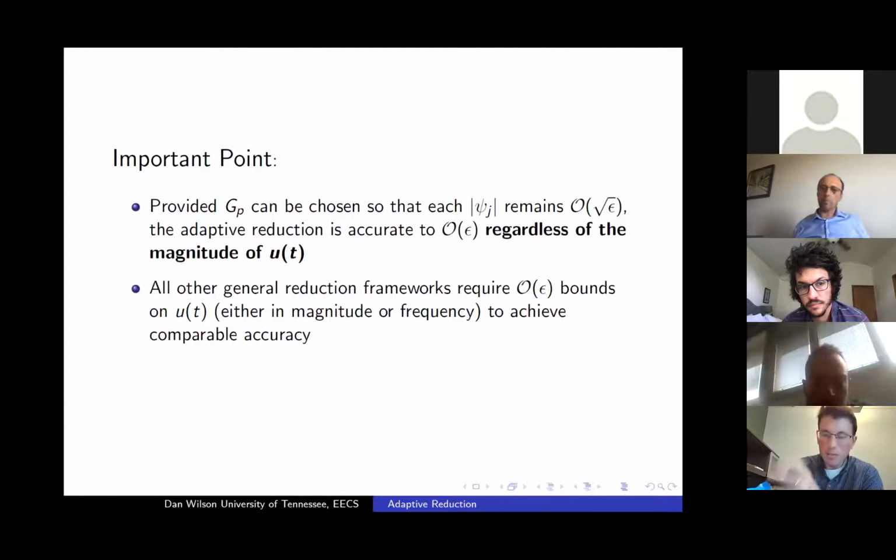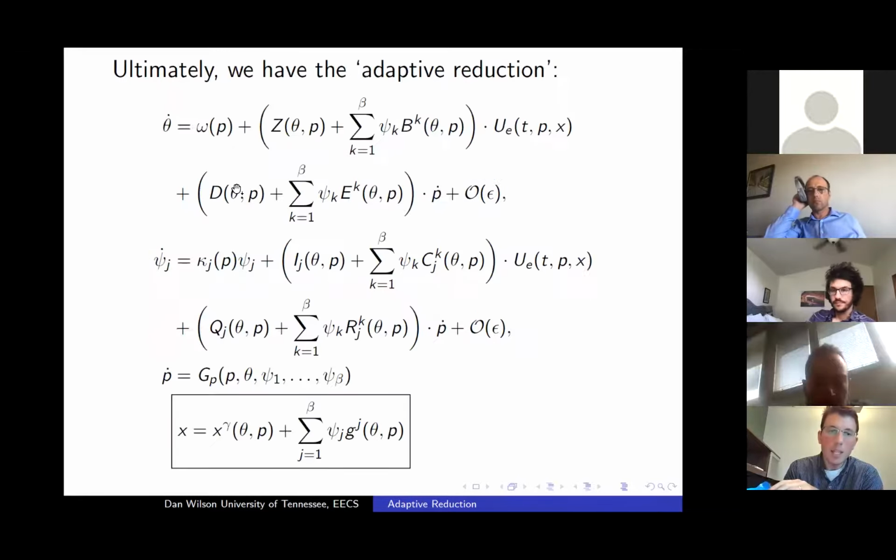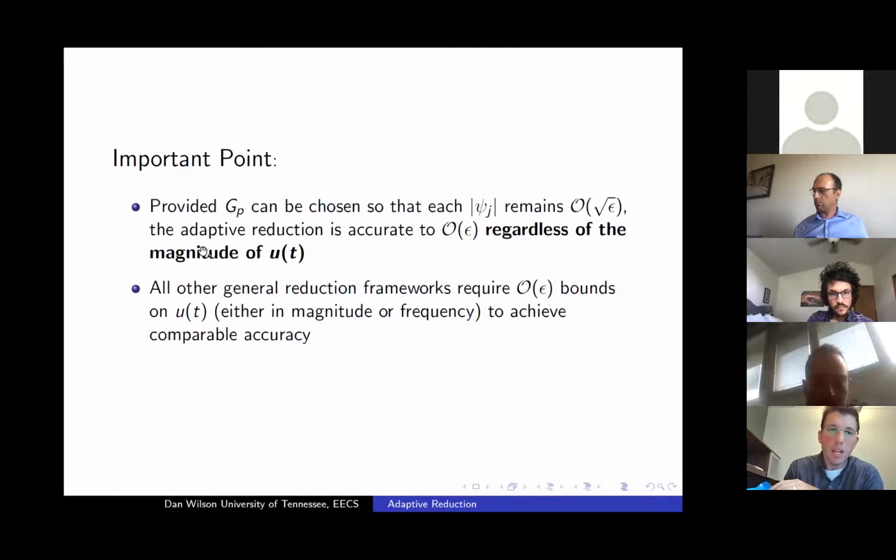Again, that's a lot of equations, but the big takeaway from this strategy is that provided we can come up with a GP, again, this update rule for the adaptive parameters, as long as we can come up with something that allows us to keep all of those isostable coordinates, those amplitude coordinates small, in this case, order square root of epsilon, then we can give whatever input that we want and still get an accurate representation of the reduced order equations, accurate to order epsilon.